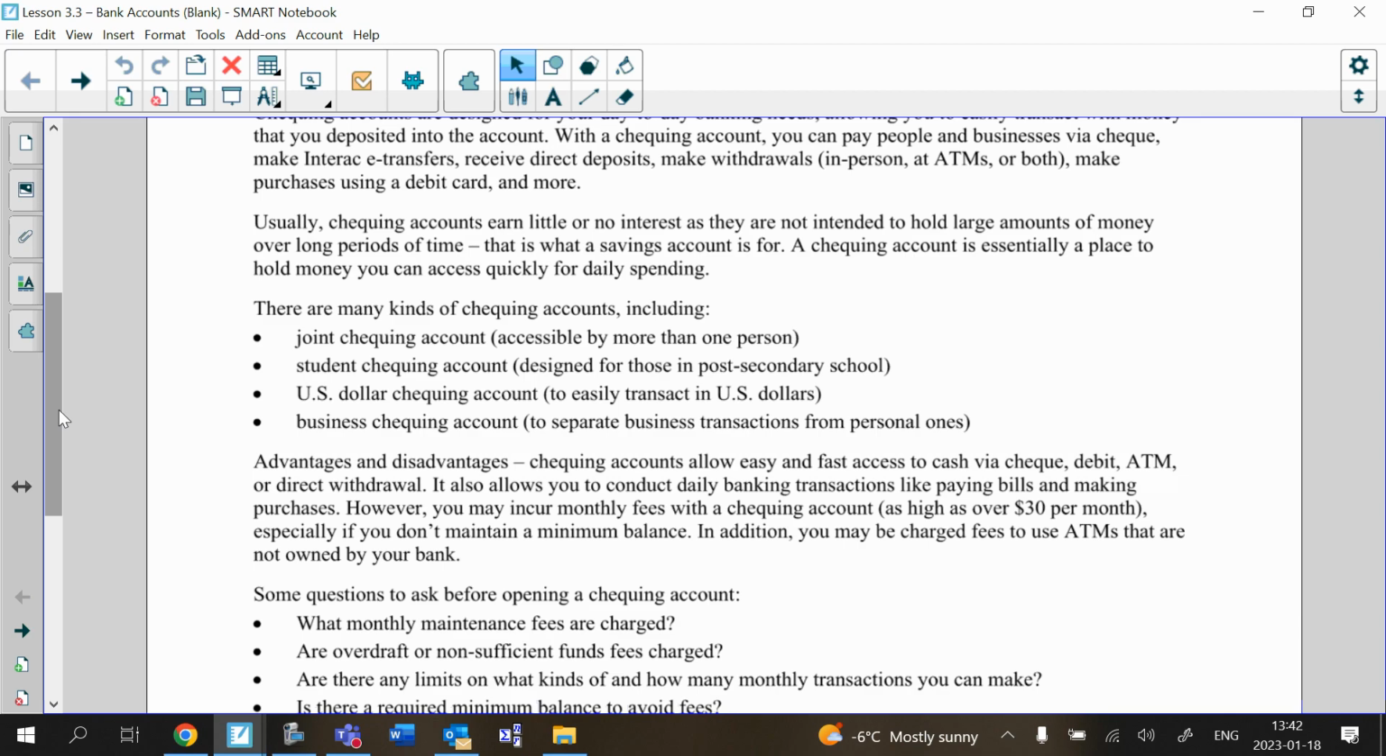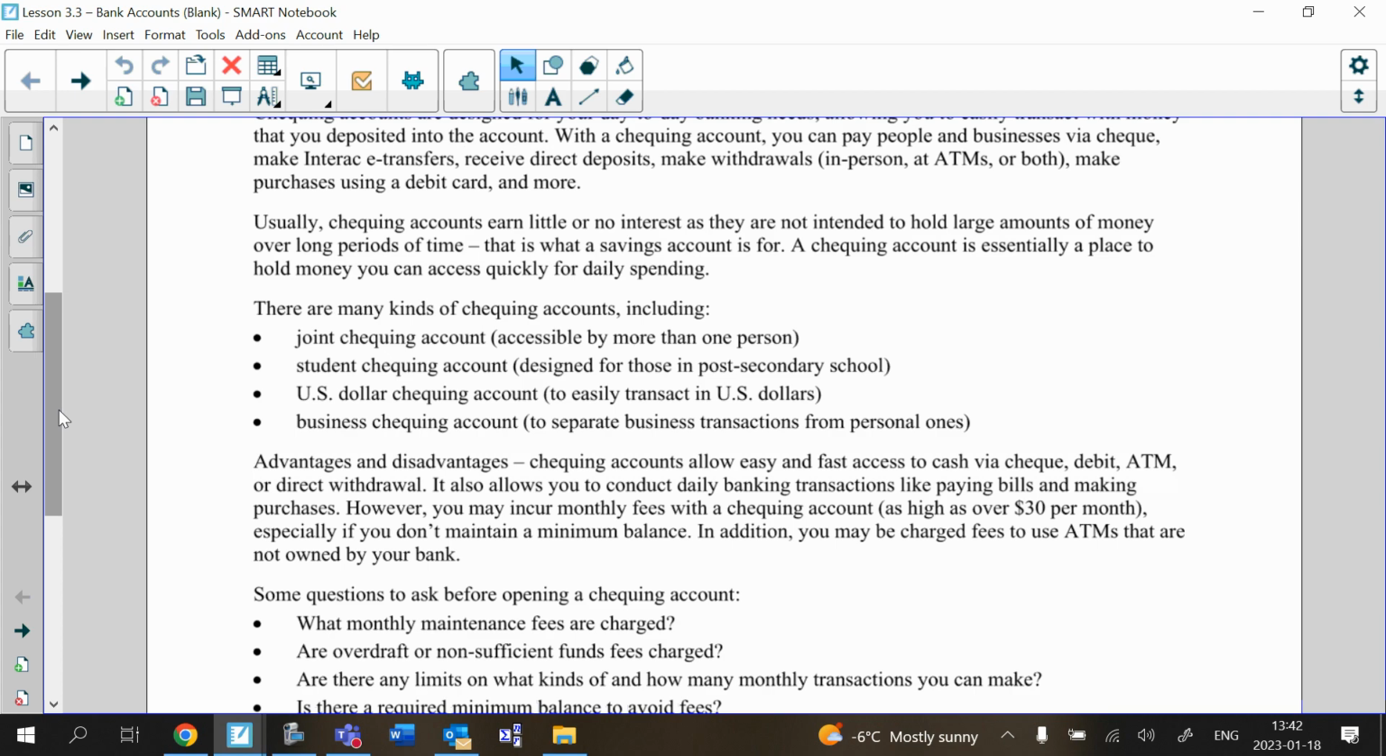And there are different types of checking accounts that you see here: joint checking accounts if you're common law or married, student checking accounts, a US dollar checking account if you do transactions in US dollars, and a business checking account, which is separated from personal, okay?